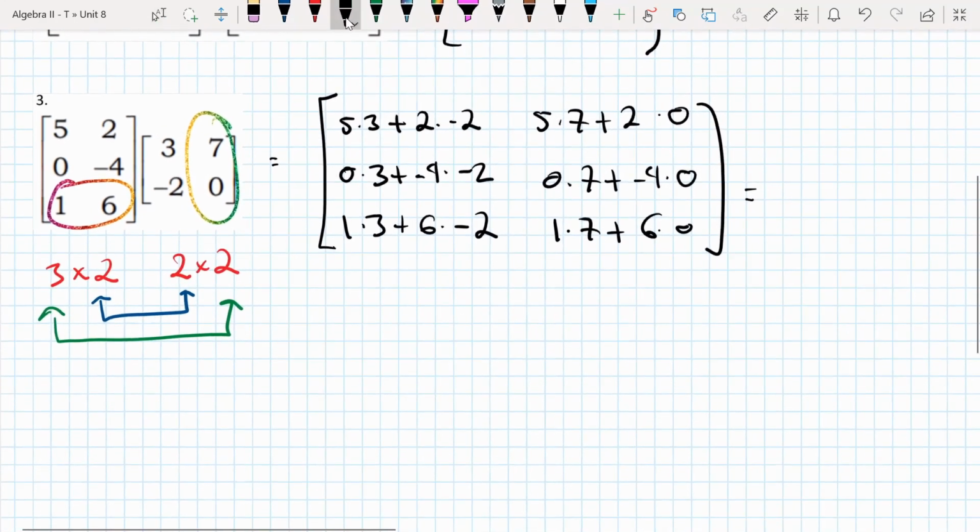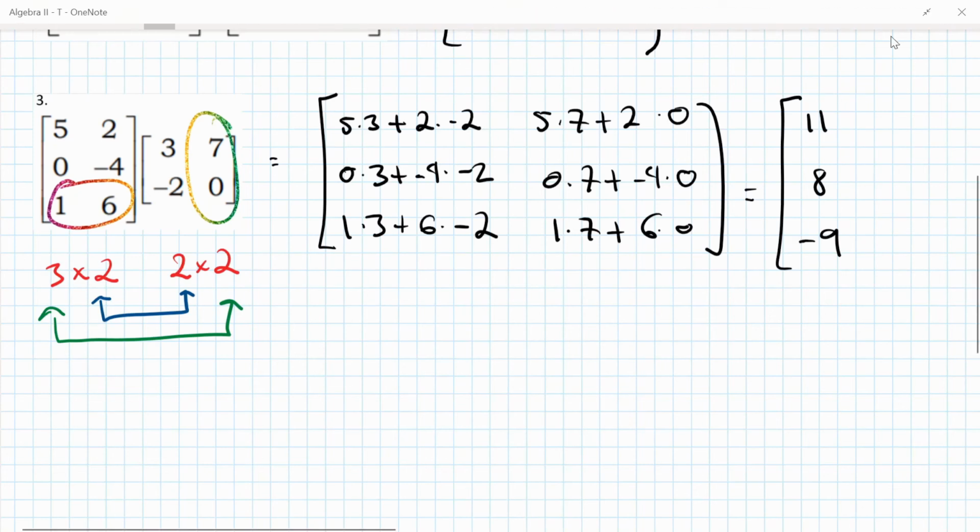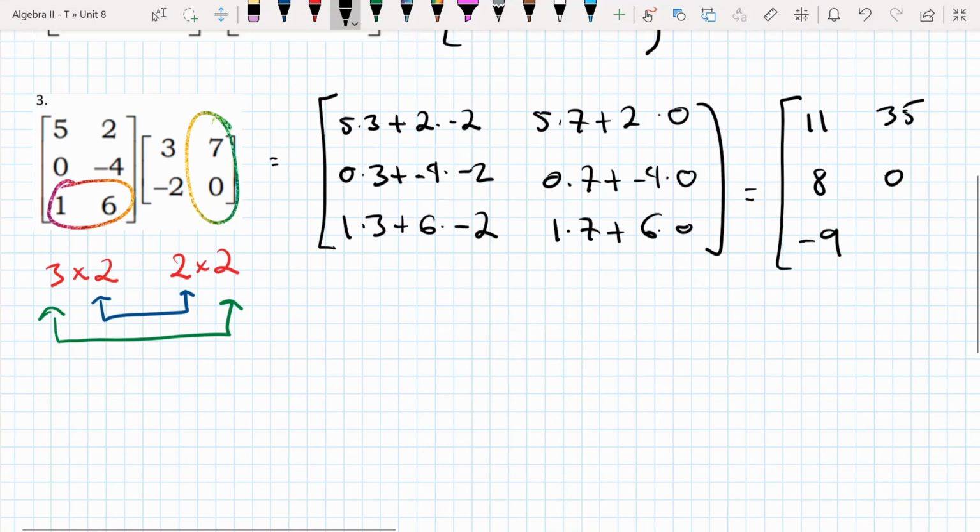Okay, let's evaluate this. So we end up with 15 minus 4, that's 11. This becomes, well, the first term is 0, and then it becomes positive 8. This is 3, and then minus 12, so it's negative 9. Okay, that's the first column of our resulting matrix. And this will be 35. This is just 0. And the last term is 7 plus 0, which is 7. So that's the answer for this one.